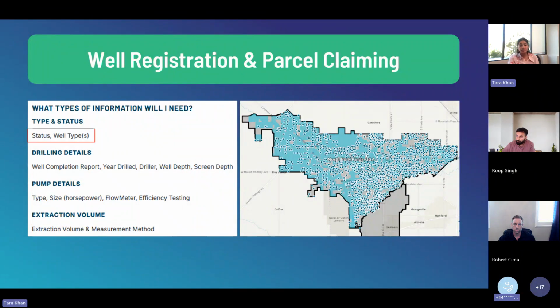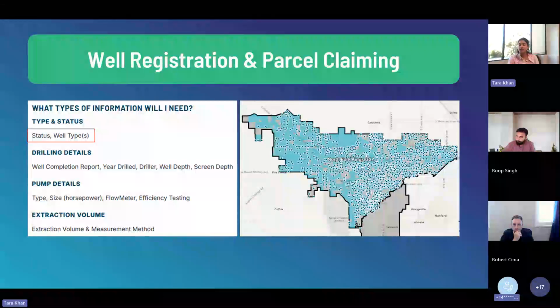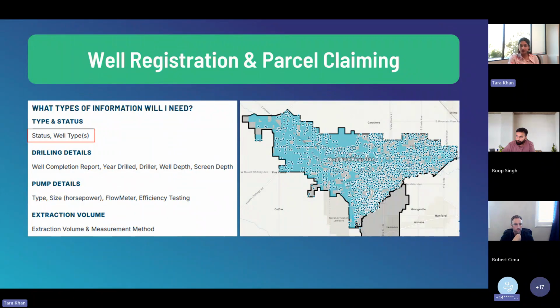So which wells are domestic, which ones are agricultural, which wells are active and inactive, so that if there's a trigger that a well has run dry, you know where that well is, you have that information about that well, you know that it's domestic, you know that it was active and now it's inactive.